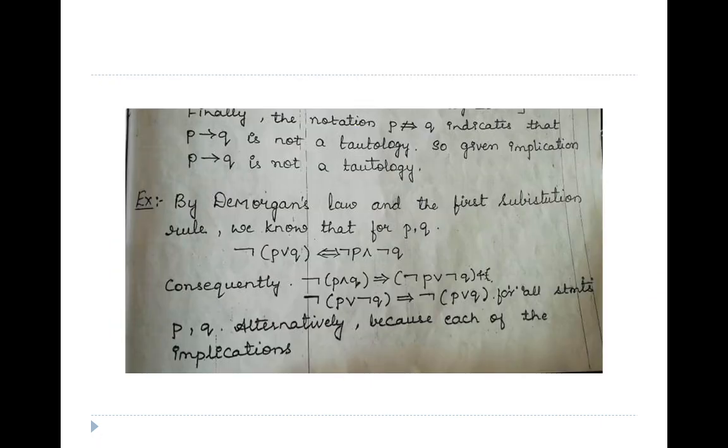Next, finally, the notation P logically implies. Okay, I have said this. Next, we'll come to here. Next example, by De Morgan's law and the first substitution rule, we know that for P, Q, we have negation of P or Q logically equivalent to negation of P and negation of Q.